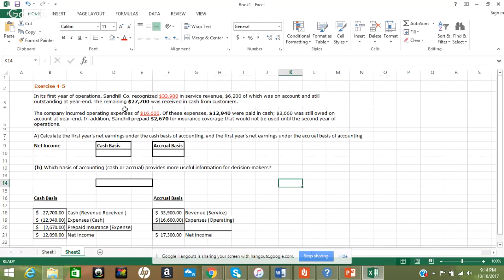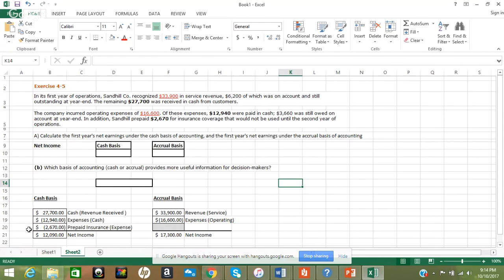So $27,700 was the revenue received in cash, and we'll put that in as a positive number. Then the expenses that were paid in cash is $12,940. I put that in as a negative number, which shows the parentheses around it. And also they paid out cash of $2,670 for insurance coverage. Even though it's not going to be used until next year, that prepaid insurance, they paid cash out, so we're looking at that cash as well.